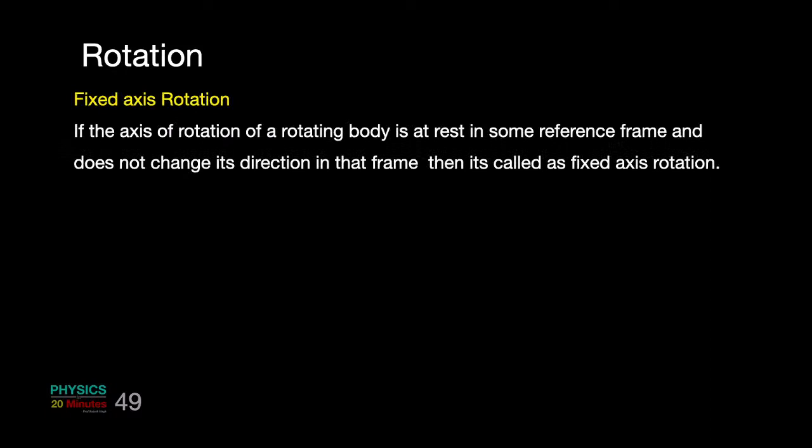Now, rotation can be classified depending on whether the axis is fixed or moving. In the beginning part of this topic, we are going to focus on fixed axis rotation. If the axis of rotation of a rotating body is at rest in the frame of reference in which the observations are being made, and it does not change its direction in that frame, then it is called a fixed axis rotation.